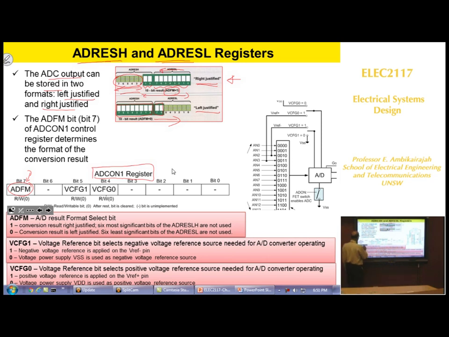Now there are 2 more bits on that particular register. You need to use this register to program. After you have selected whether it is right or left justified, you need 2 more bits to decide what sort of reference voltage you want to give. You can see that I've drawn it here in this diagram.